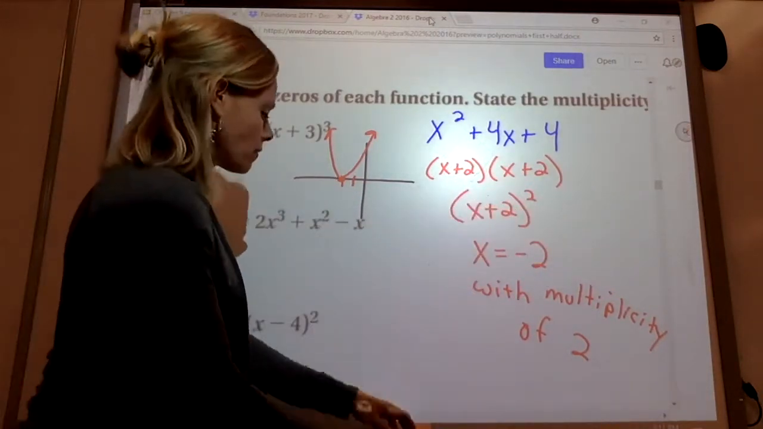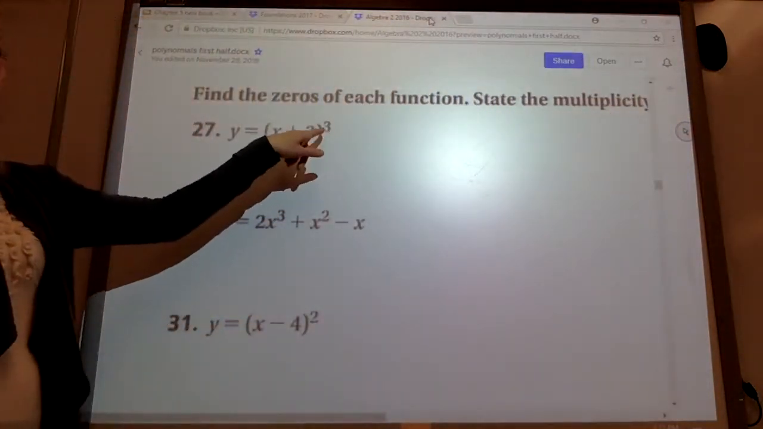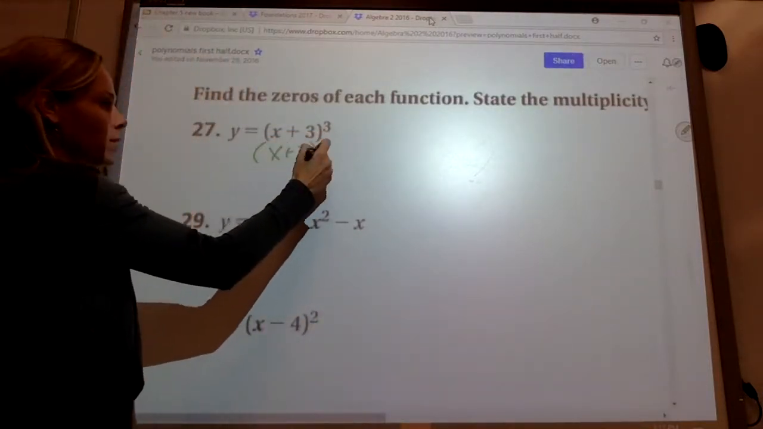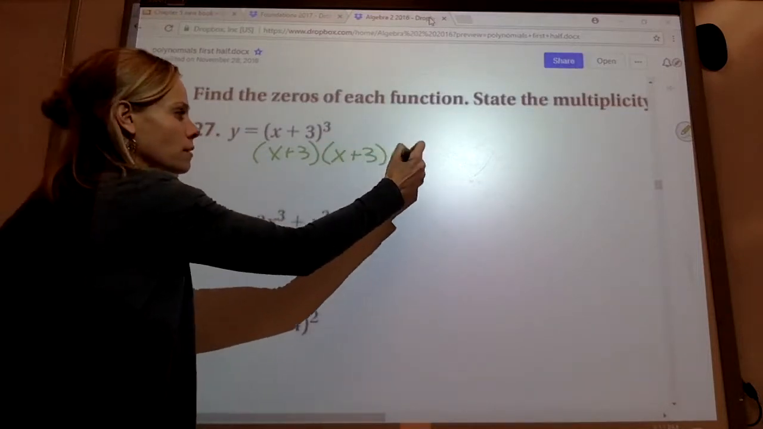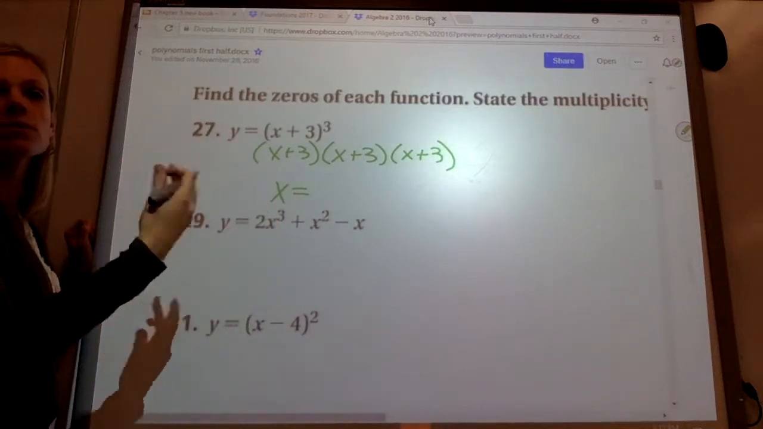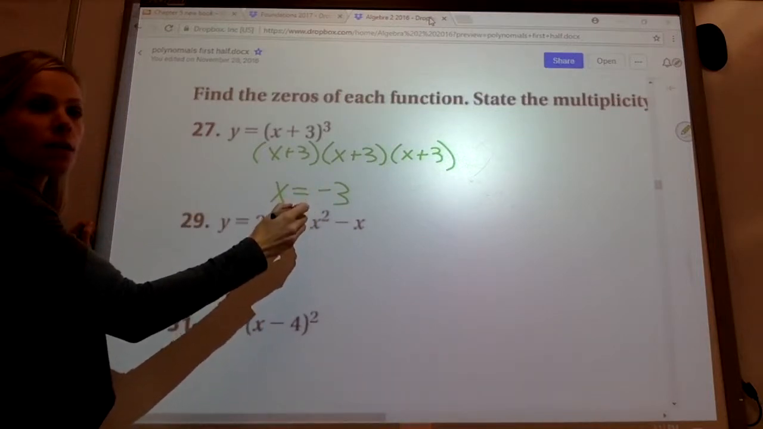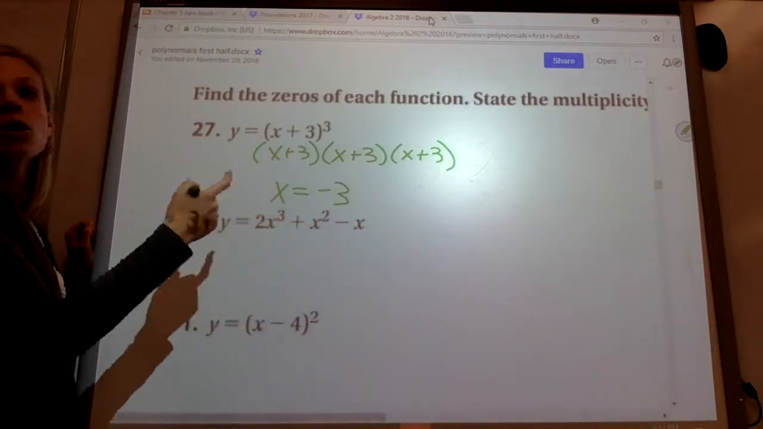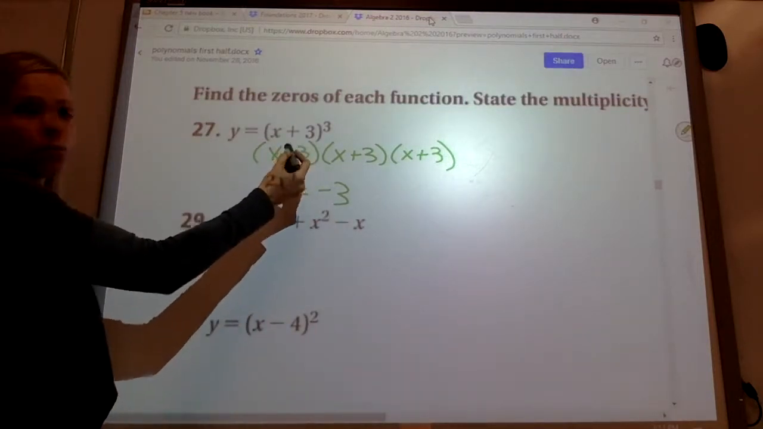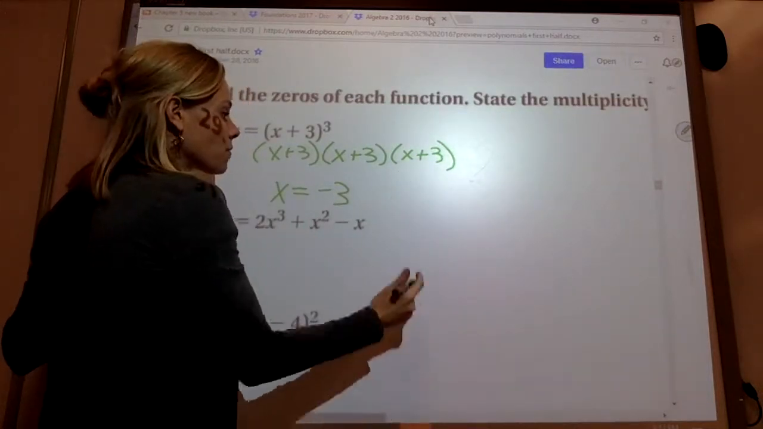Okay. So if you look at the first example here, right, I have x plus 3 cubed. What does cubed mean? 3 times. It happens 3 times. Very good. So what is my root? X equals what? What's going to make that equal 0? -3 cubed. Very good. -3 is my root. But how many times does it happen? 3 times. So we say x equals -3 because that's what makes this equal 0. And then we say with multiplicity of 3.